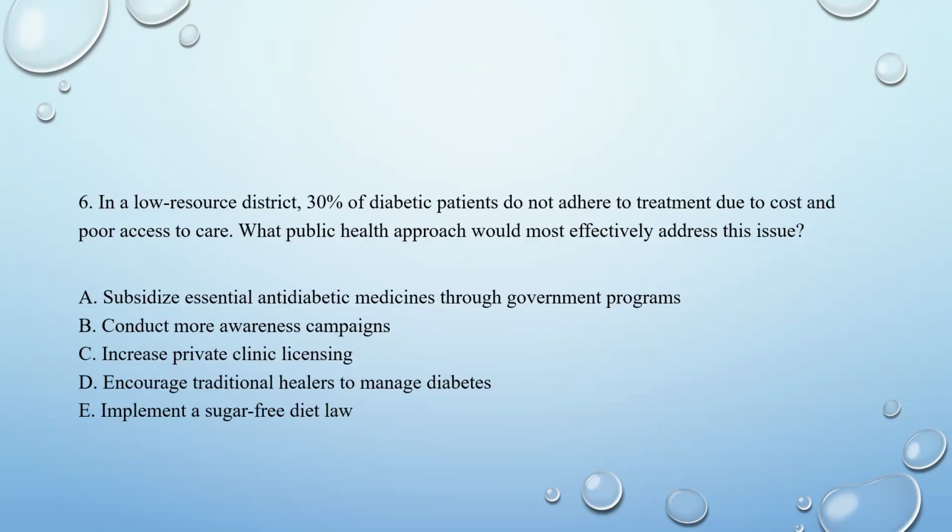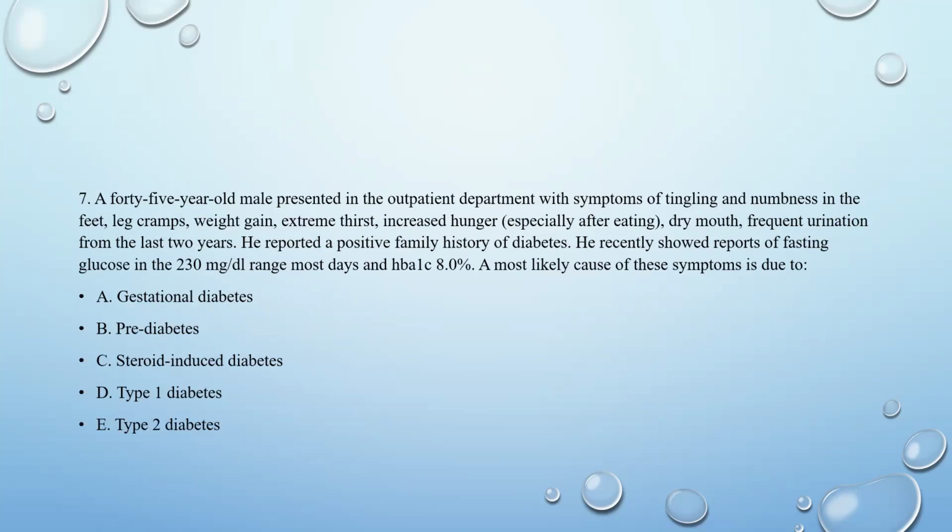Because the people are not adhering to treatment due to the poor access to care and due to the cost of medicine. 7. A 45-year-old male presented in the outpatient department with the symptoms of tingling and numbness in the feet, leg cramps, weight gain, extreme thirst, increased hunger, dry mouth, frequent urination from the last 2 years. He reported a positive family history of diabetes. He recently shows report of fasting glucose in the range of 230 milligram per dl and HbA1c is 8%.